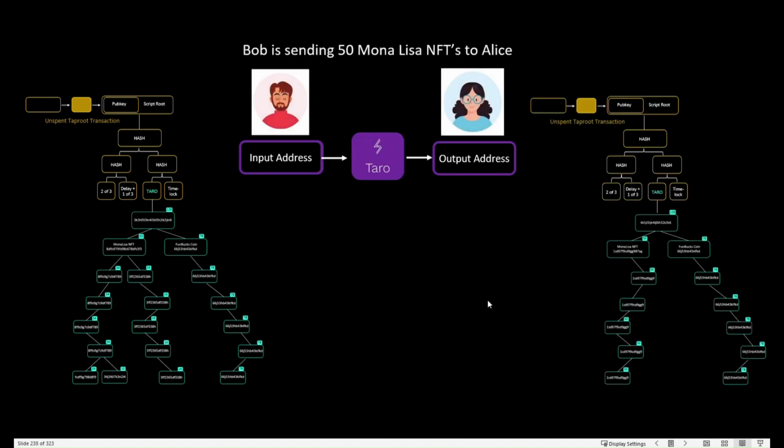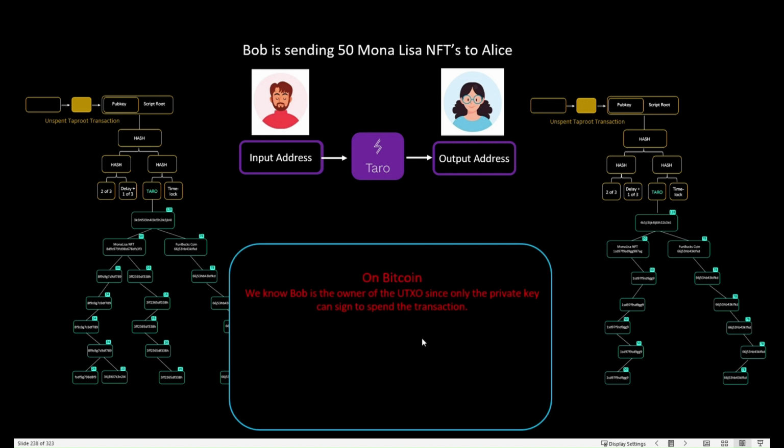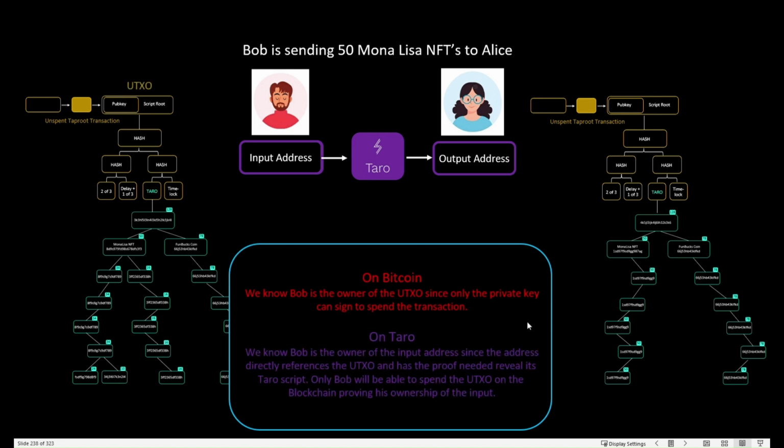So that's essentially how it's working. So, an overview, we know Bob is the owner of the UTXO, since only the private key can sign to spend the transaction. We know Bob is the owner of the input address, since the address directly references the UTXO and has the proof needed to reveal its Taro script. Only Bob will be able to spend the UTXO on the blockchain, proving his ownership of the input.